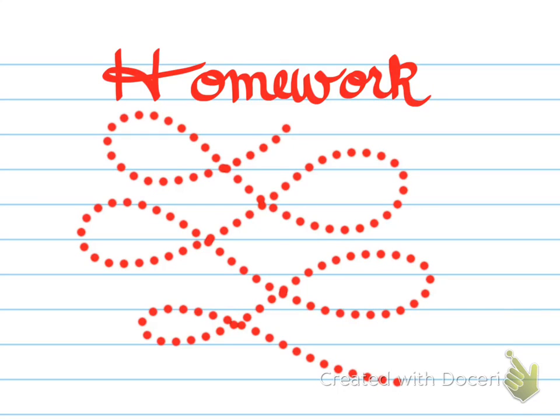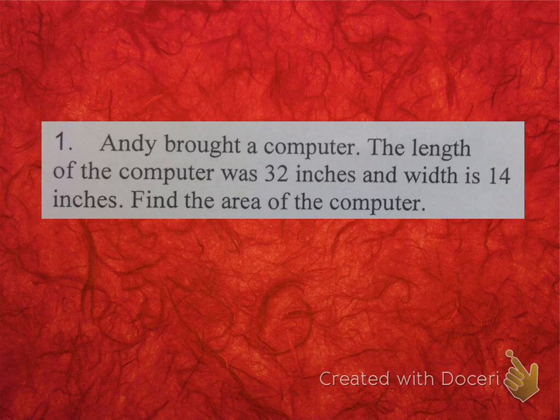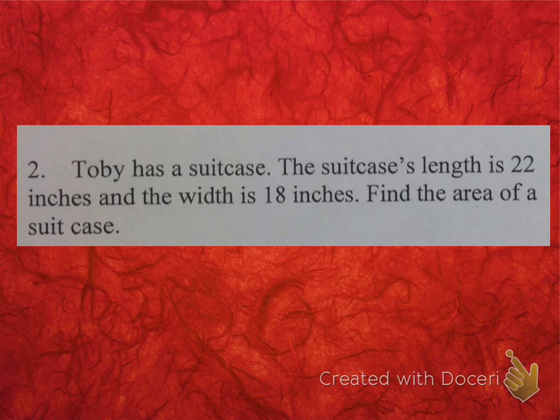Okay, and here is the part of the homework that you need to actually bring into class tomorrow. Oh, that's okay. It's not very many problems at all. Andy brought a computer. The length of the computer was 32 inches and width is 14 inches. Find the area of the computer. Go ahead and work that out and then bring it in tomorrow. You have one more problem. Toby has a suitcase. The suitcase's length is 22 inches and the width is 18 inches. Find the area of the suitcase.